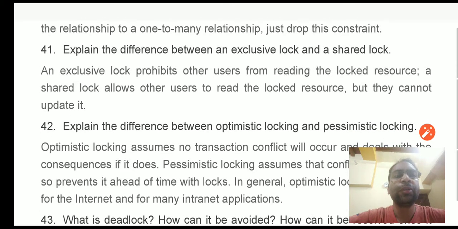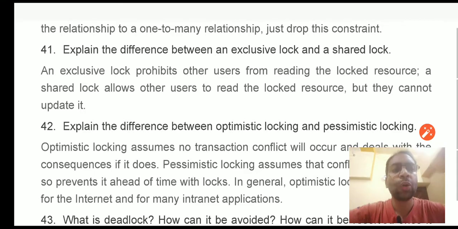Explain the difference between an exclusive lock and a shared lock. An exclusive lock prohibits other users from reading the locked resource, and a shared lock allows other users to read the locked resource, but they cannot update it. So this is the difference between the operations, read and write operations.